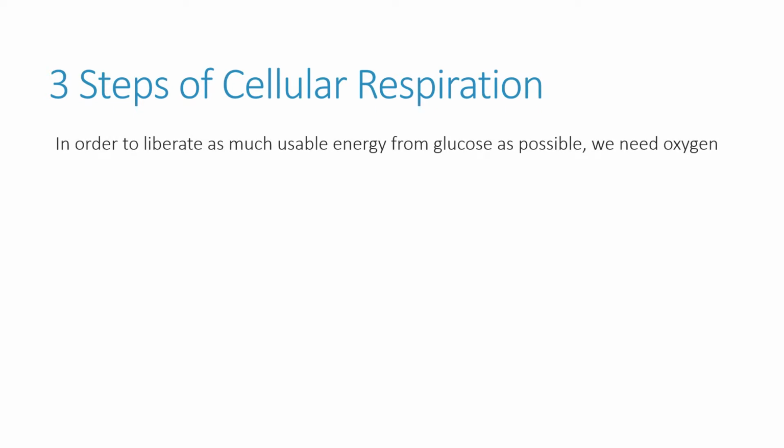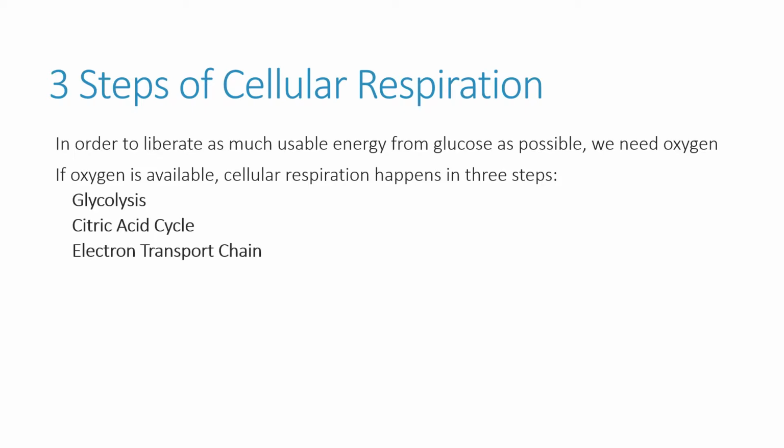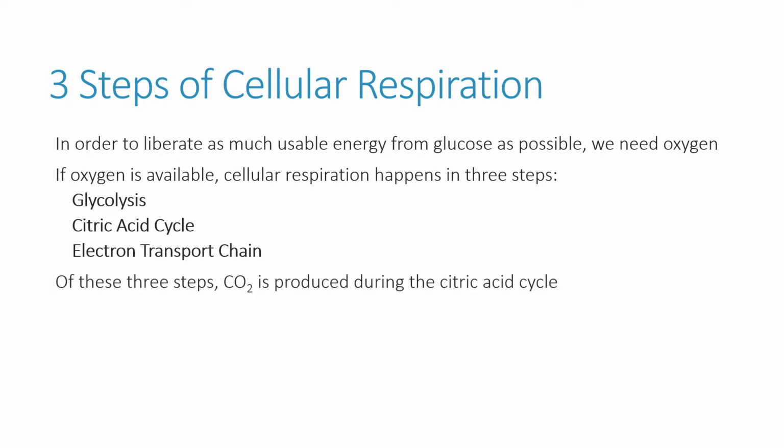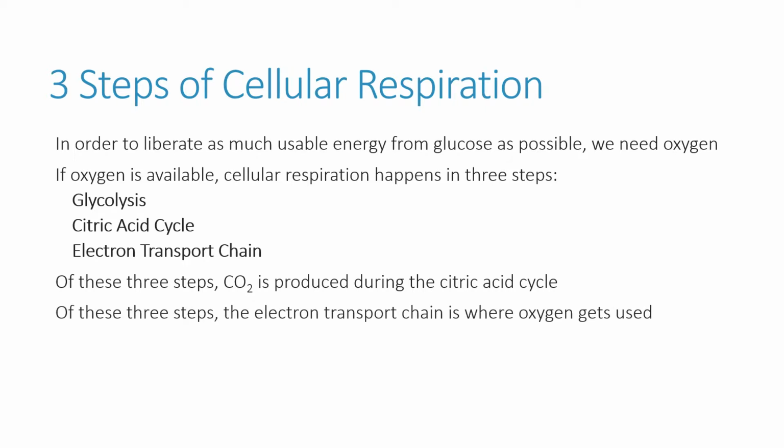In order to liberate as much usable energy from glucose as possible, we need oxygen. Oxygen is one of the reactants that's going into this chemical equation. If oxygen is available, cellular respiration happens in 3 steps, called glycolysis, the citric acid cycle, and the electron transport chain. Of these 3 steps, carbon dioxide is produced only during the citric acid cycle. And of these 3 steps, the electron transport chain is where oxygen gets used. This electron transport chain is also the step where most of our ATP is being generated.